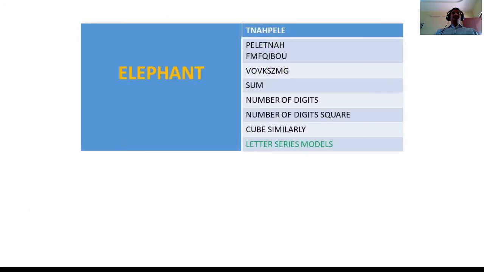The next part is, I have taken one simple example, which is nothing but elephant. Here I have shown different patterns which are possible for the word elephant using letter coding. For example, if you take the first one, TNAHPELE, I have taken the letters of the word in the reverse manner, like NTAHPELE. If you take the second one, there I have taken the first 4 letters in reverse and the remaining 4 letters in reverse.